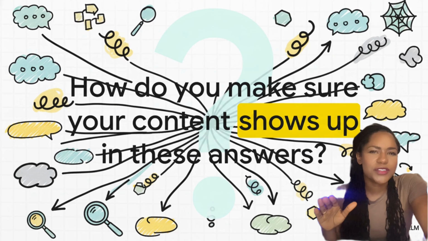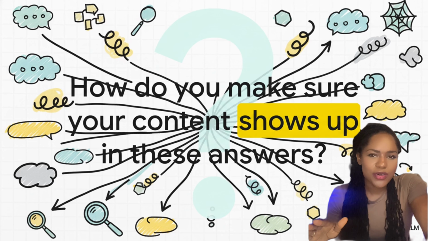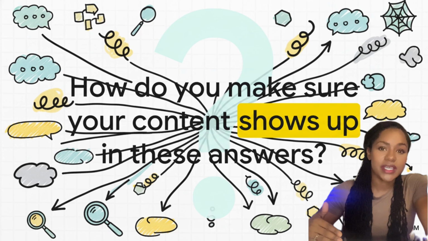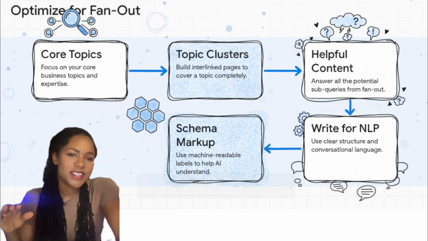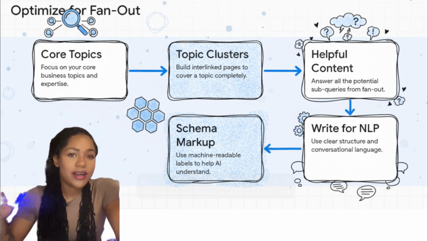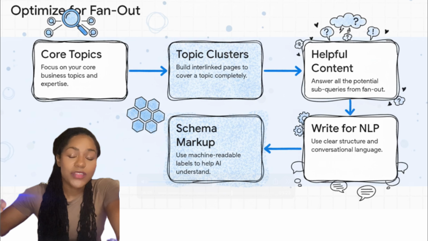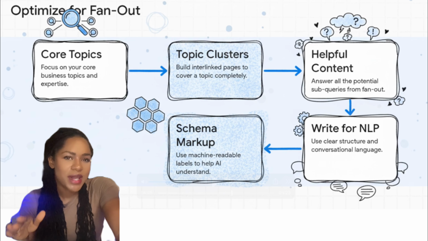Now, how on earth do you make sure your content actually shows up in these answers? I've spoken about this before, and it's not about targeting one single keyword anymore. It's about building topical authority. You have to think ahead, anticipate that whole cluster of questions that the AI is going to ask, and have those answers ready. And here's why that matters so much.